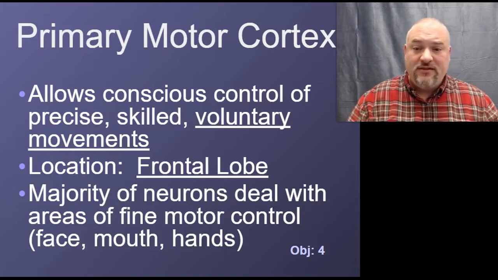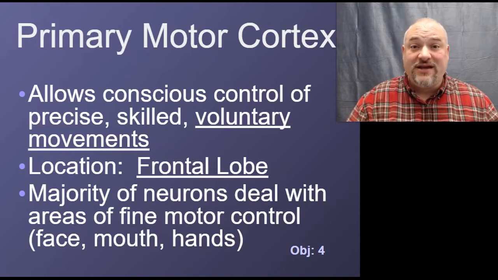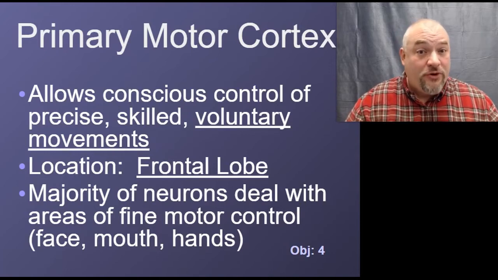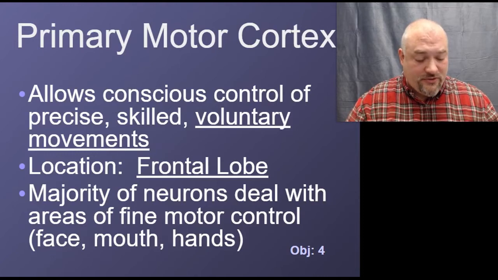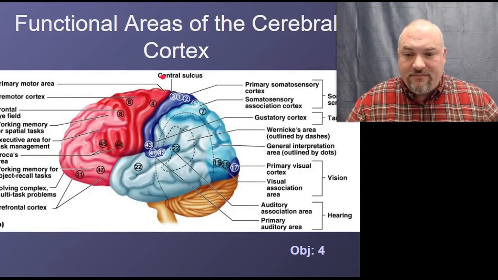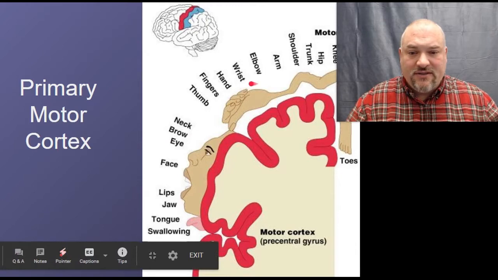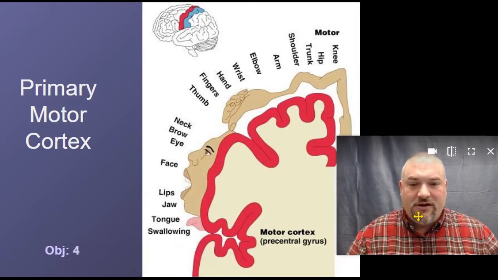And once again, the majority of neurons deal with areas of fine motor control. So you're going to have a lot more brain space dedicated to the areas that have a lot more motor units or fine motor control. I see it here in this diagram. And then we can see the control areas here. Lots more space to the hand than, say, the whole trunk and all that stuff here.